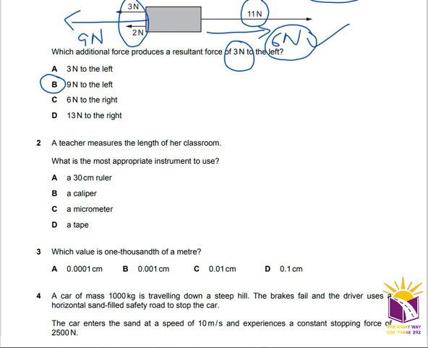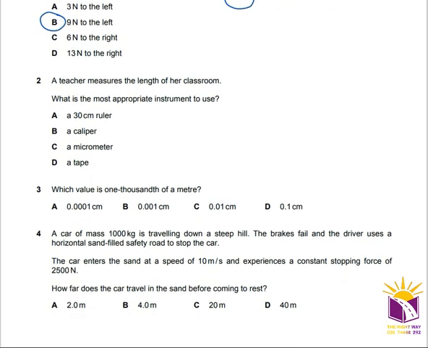A teacher measures the length of her classroom. What is the most appropriate instrument to use? A 30 centimeter ruler? No. A vernier caliper? No. A micrometer? No. As we know, our classroom is more than 1 meter, so it should be a measuring tape. For large measurements we use a tape to measure the length.